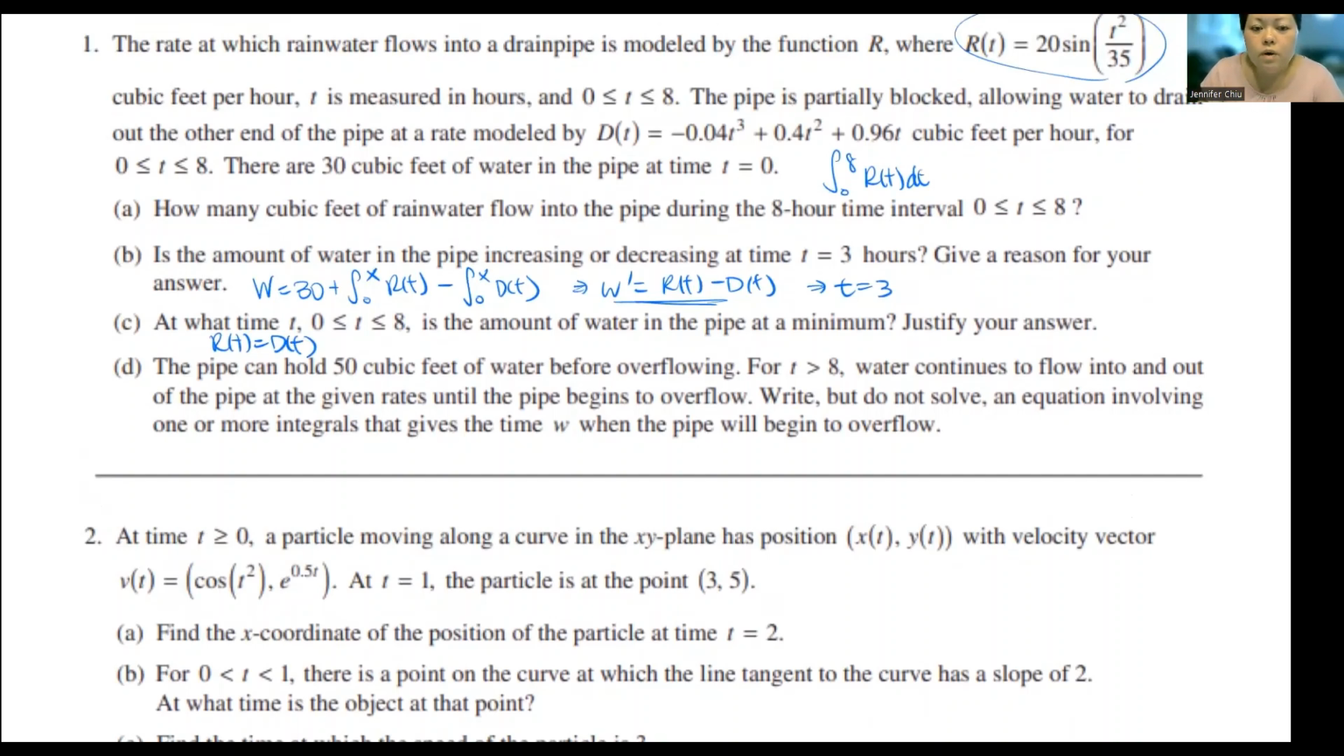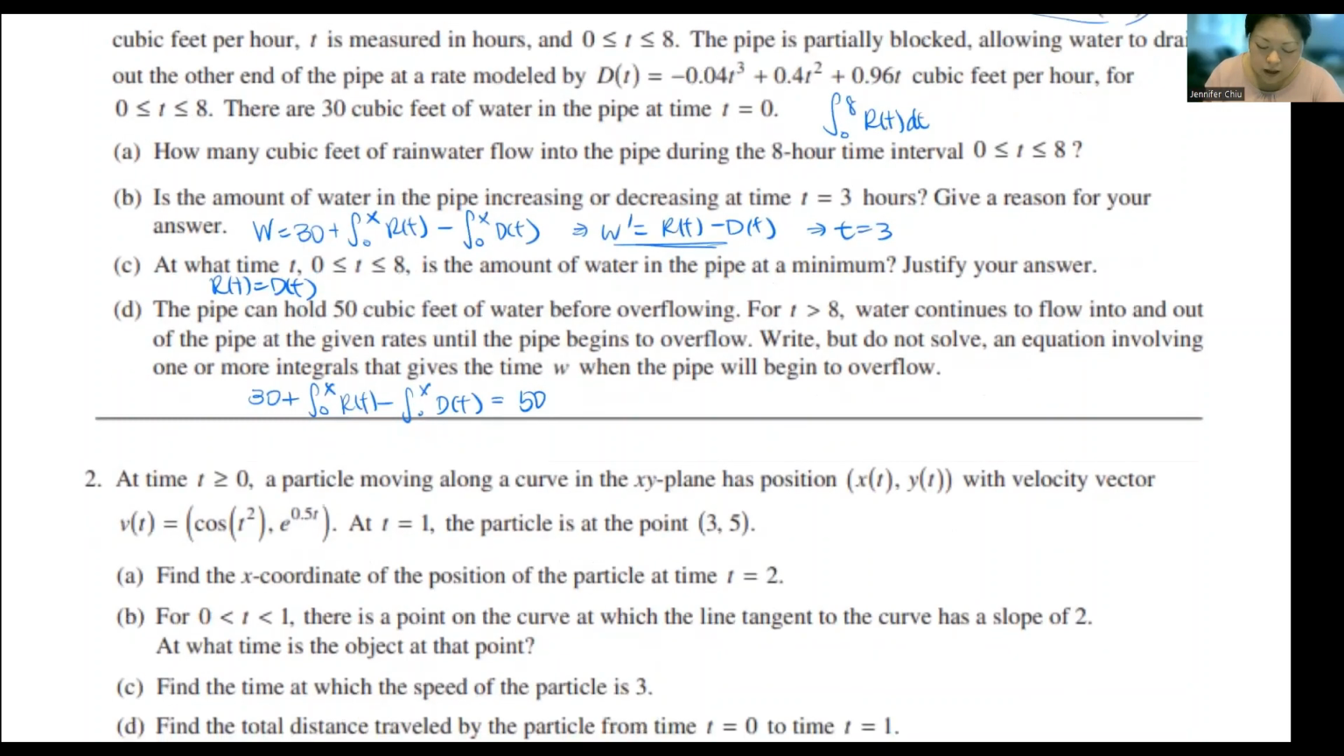So your water cannot exceed 50 cubic feet, right? At any certain point in time, the water being held in the drain pipe is 30 plus the integral from 0 to x of r(t) minus the integral from 0 to x of d(t), and you want to see when it equals 50 cubic feet of water, because once it's past that, it begins to overflow. So that's how you would solve for t if you are looking for the answer.